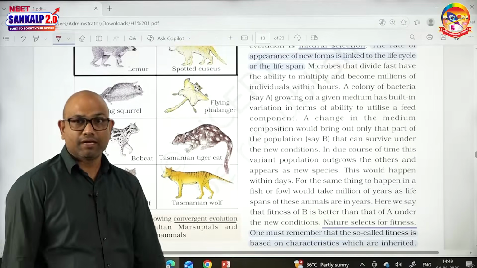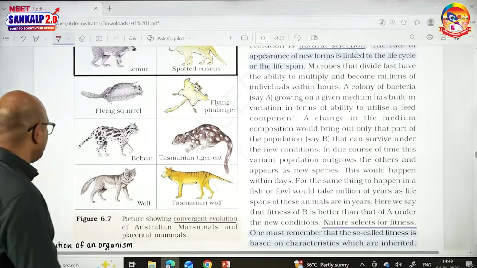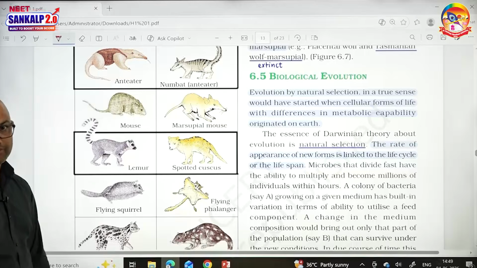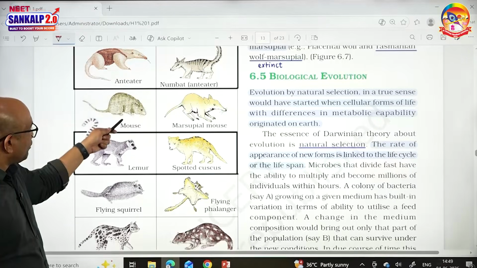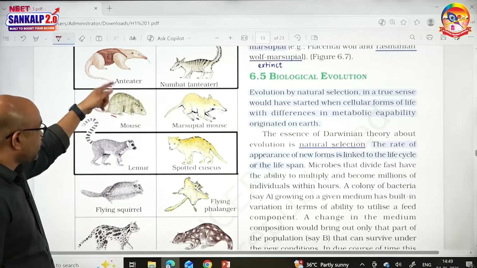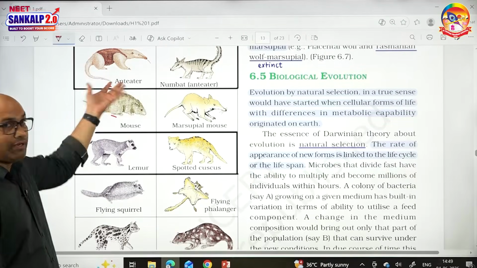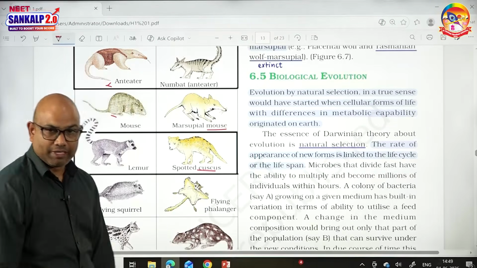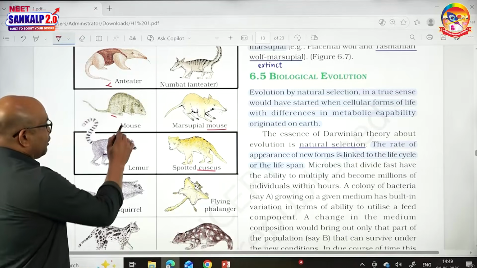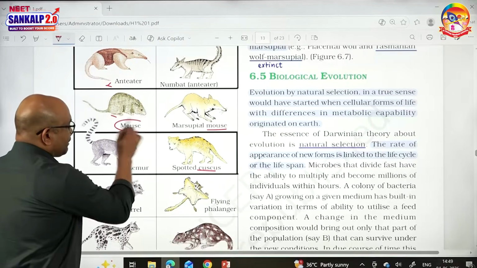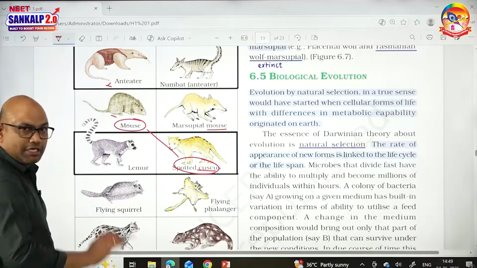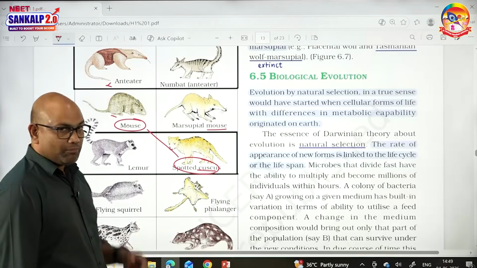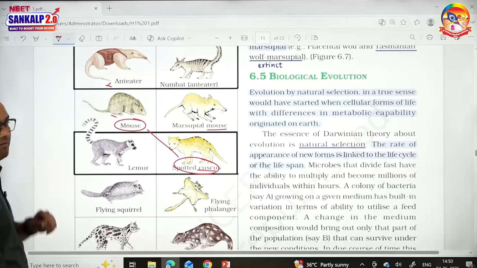These are all example pairs that are showing convergent evolution. Be careful guys, only the organisms in side by side boxes show convergent evolution. You can't say that anteater, here anteater, here mouse, these two are showing convergent evolution. That is wrong, because these two are showing the adaptive radiation of placentals. Marsupial mouse and spotted cuscus are showing the adaptive radiation of marsupials. But mouse and marsupial mouse show convergent evolution. And are mouse and spotted cuscus showing convergence? No, they are not, because they adapted to different modes of life. Only side by side boxes organisms are said to be showing convergent evolution.